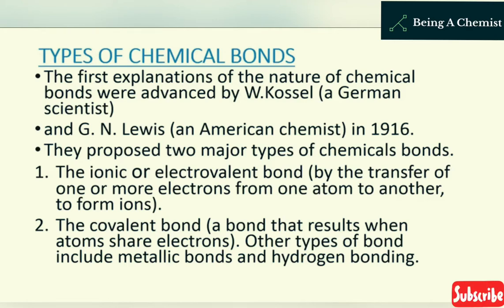Other types of bond include metallic bonds and hydrogen bonding as well. So the two major bonds that were proposed by these two scientists were the ionic bond and the covalent bond. So now let's have a look at the ionic bond.